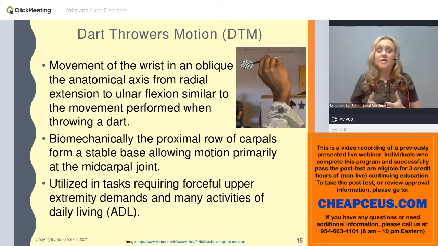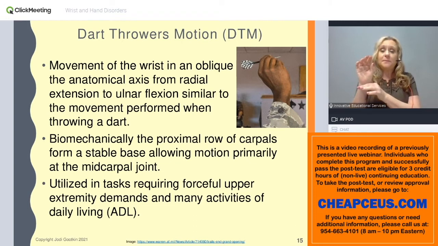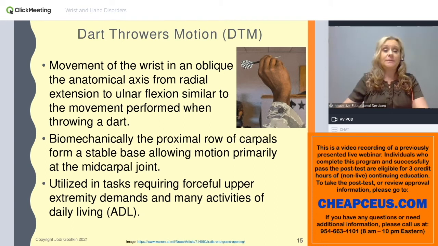Recognizing that the movement occurs more at the mid-carpal joint, you might start seeing that some patients post-surgically, or depending on their pathology, that the physician earlier will allow range of motion in this dart thrower's position to try and maintain some movement and glide of the carpals while still protecting their proximal row and that wrist articulation.